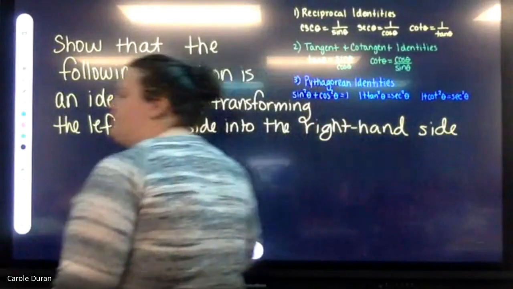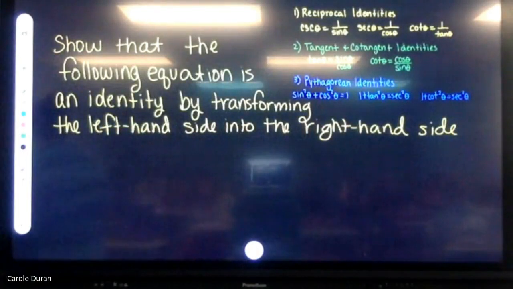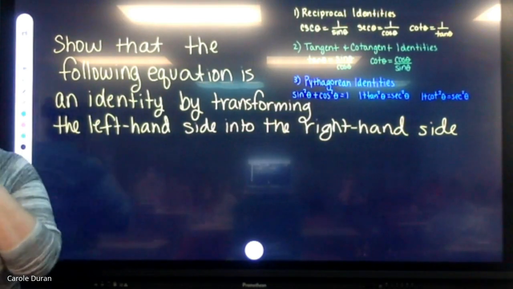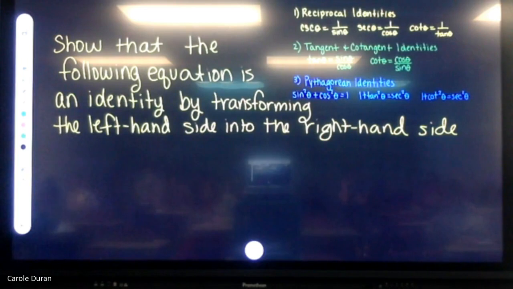So now we're introducing the concept of an identity. An identity is an equation that works for every single angle theta. One way that we can test for an identity is to plug in angles and try to find one that doesn't work. If we can't find one that doesn't work, we assume it's an identity.